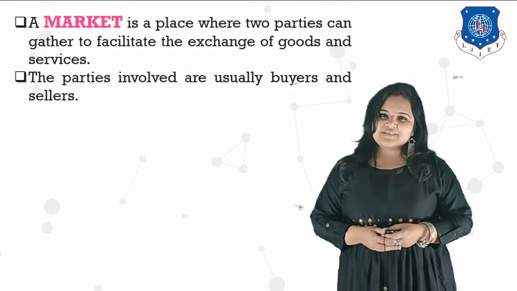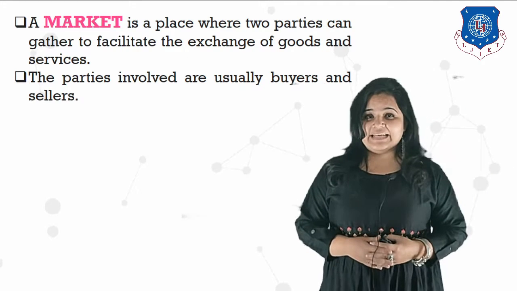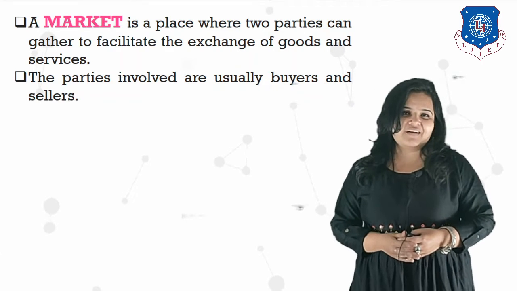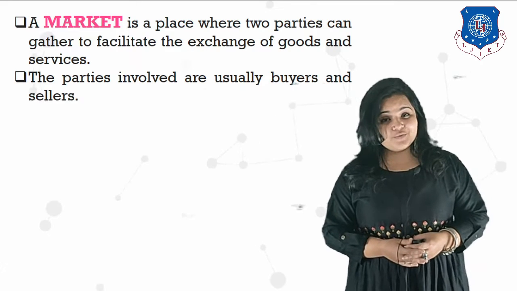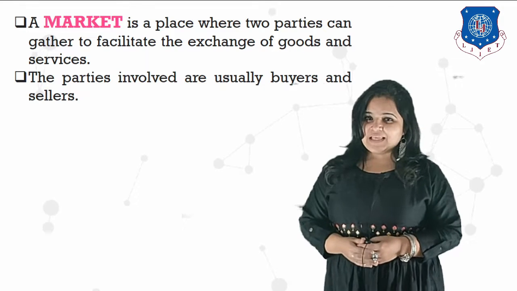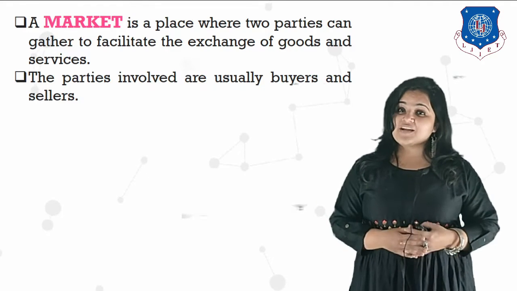A market, students, is a place where two parties can gather to facilitate exchange of goods and services. The parties involved are obviously the buyers and the sellers. Of course, government can be there sometimes. So, market is a place where some type of transaction occurs.